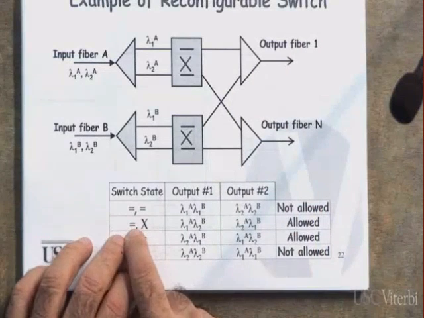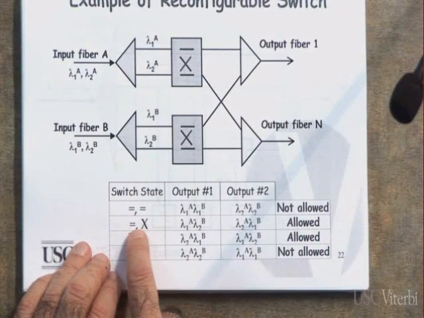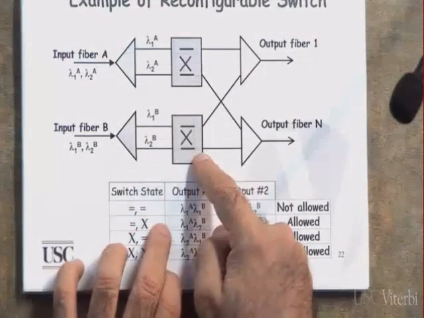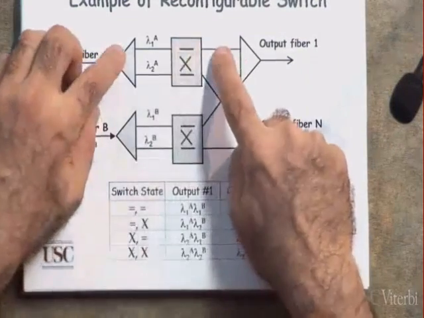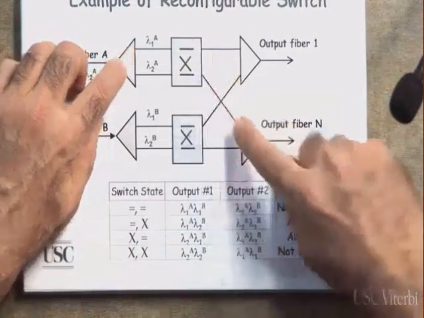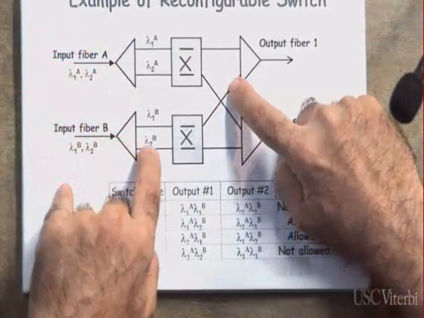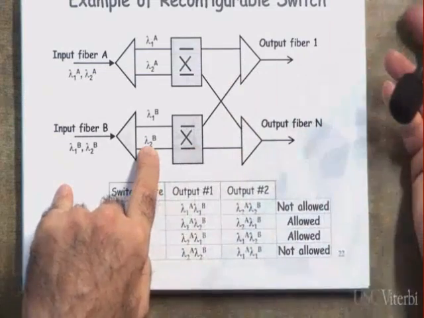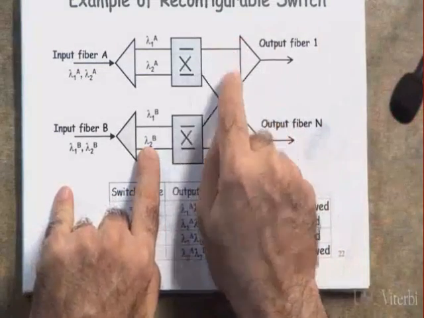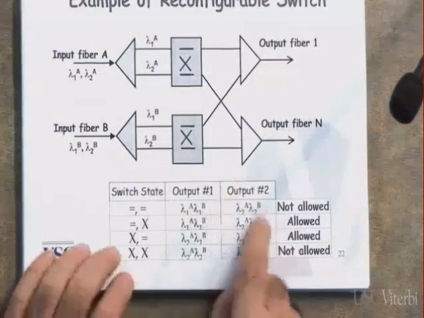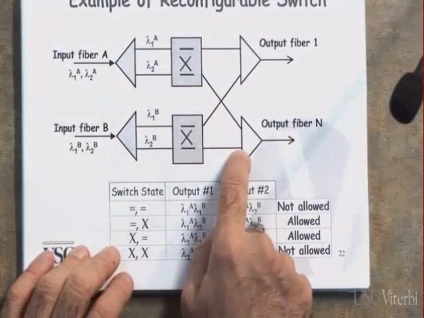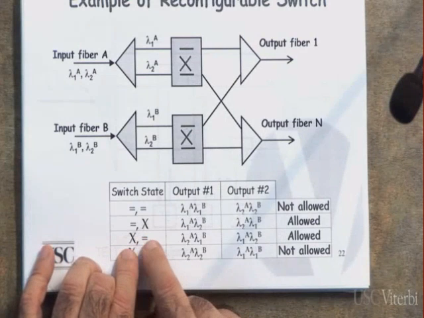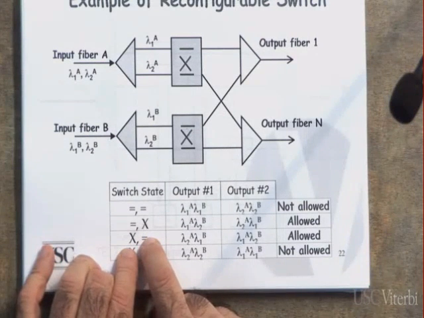Is this allowed? Do you understand, first of all, the notation? What does this notation mean? This one is in a bar state. This one is in a cross state. Let's see. This one is lambda 1A. This one is lambda 2B, because this one is in a cross state. Is that possible? That is possible. Why? Because this one is lambda 1, this one is lambda 2. Here, this one will be lambda 2, this one will be lambda 1. How about the other way around? Is it possible? Cross and bar. Yes, this one is also possible.